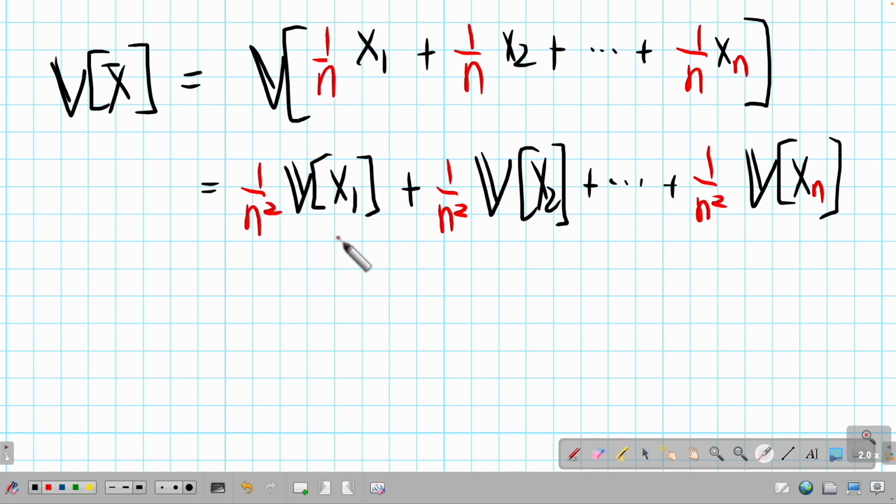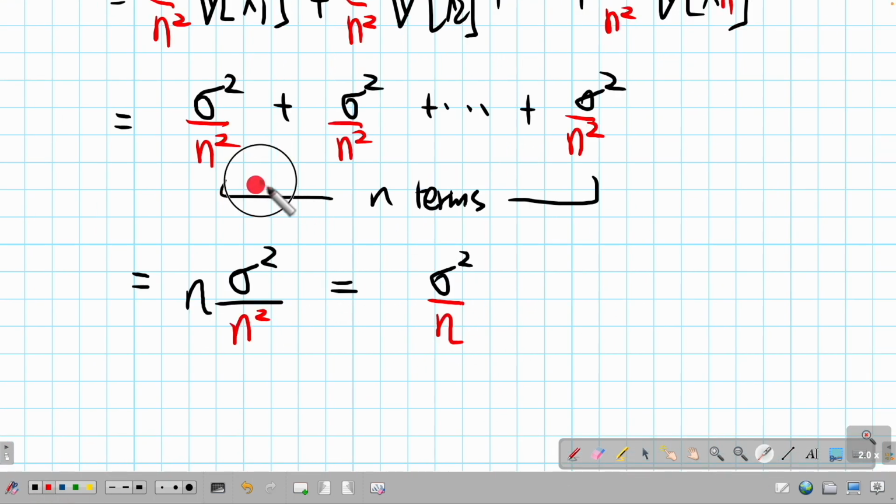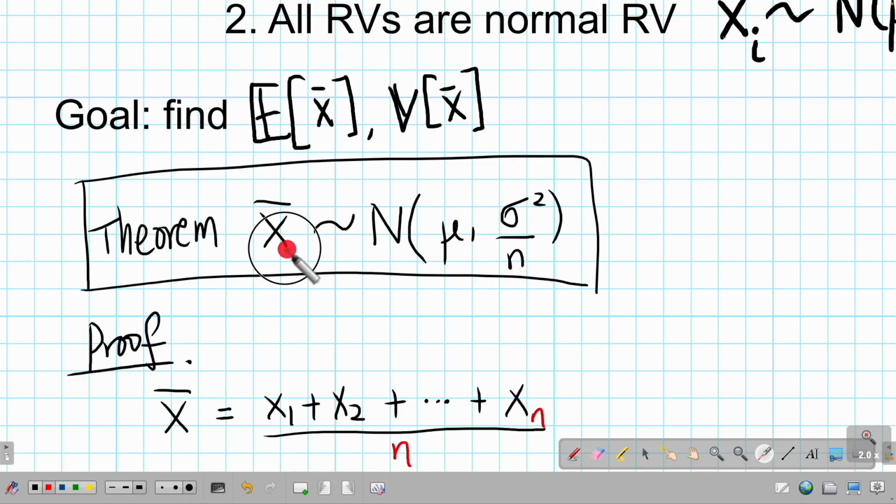So it will be 1 over n squared times the variance of x1 plus 1 over n squared times the variance of x2, and so on until 1 over n squared times the variance of xn. Since all the x are IID distributed and their variance is sigma square, all the variances can be replaced by sigma square. So we have a sum of n sigma square divided by n square. Since there are n terms, we get n times this thing, and cancel out the n, we get this. So we have shown that the variance of x bar is sigma square divided by n.